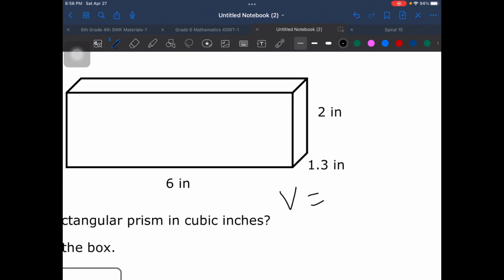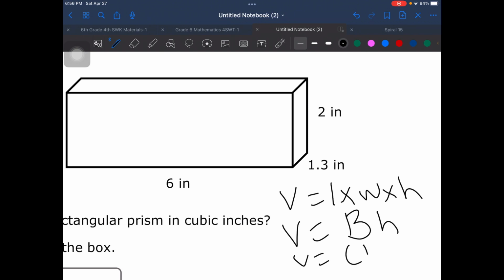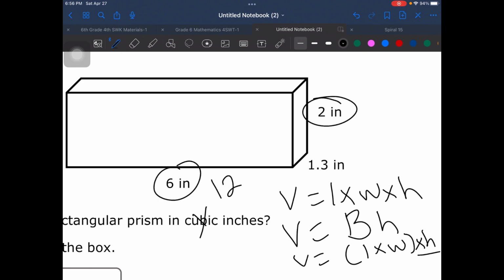Number 5. Volume. Volume is going to be length times width times height. In the formula chart, these are big B, H. And big B means length times width times height al final. So same thing. 6 times 2 is 12. And then just multiply by 1.3 and see what you get.